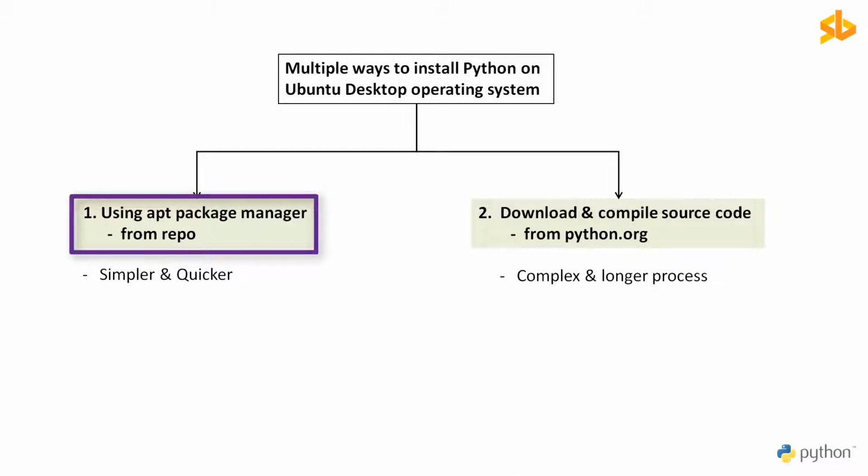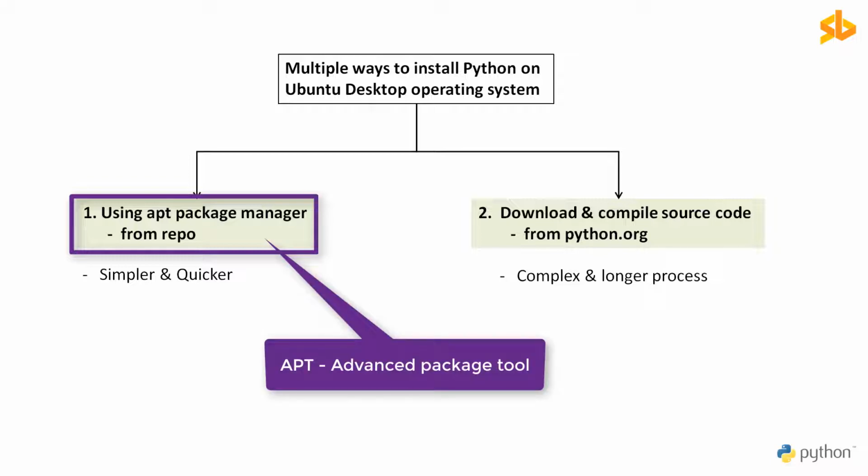Let's start with the first method. This process uses the apt package manager, which is the default package manager of Ubuntu. It's already pre-installed. APT stands for Advanced Package Tool. It comes in very handy and simplifies the process of managing software on an operating system. We can use apt to install software from a repository in a consistent manner. It can also be used to upgrade the software and even to remove it from our system.